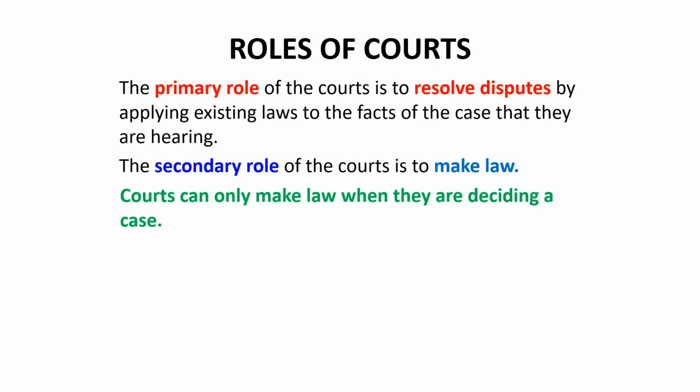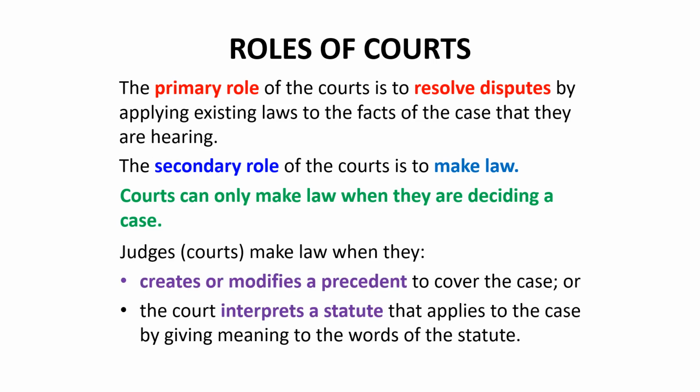The third point is that judges make law in two ways. The first way is by creating a new precedent or modifying an existing precedent to cover the case that the judge is deciding. The second way is by interpreting a statute which applies to the case that the judge is deciding. When a judge is interpreting a statute, that is, a law that has been made by Parliament, the judge is giving meaning to words in that statute.